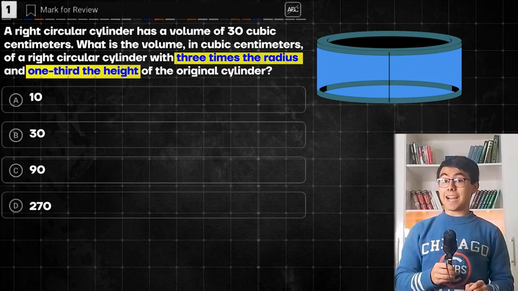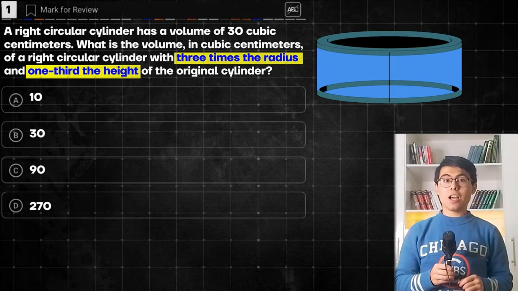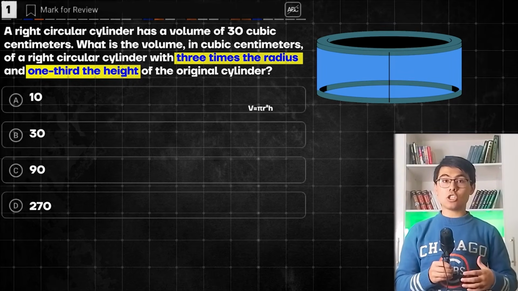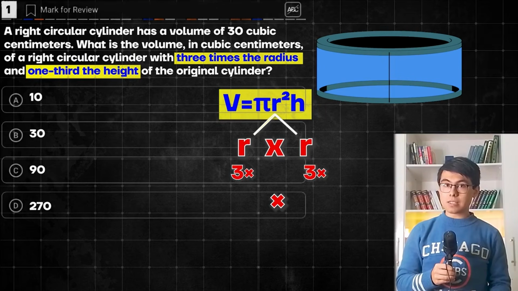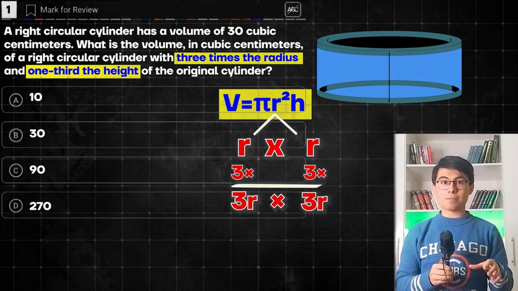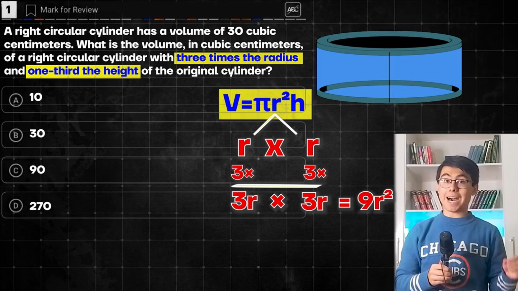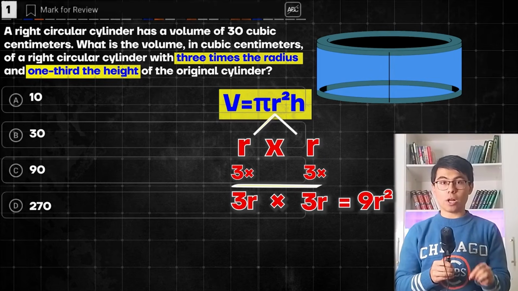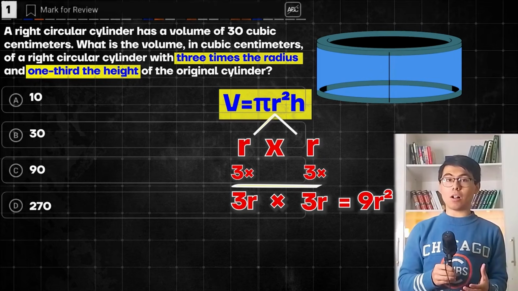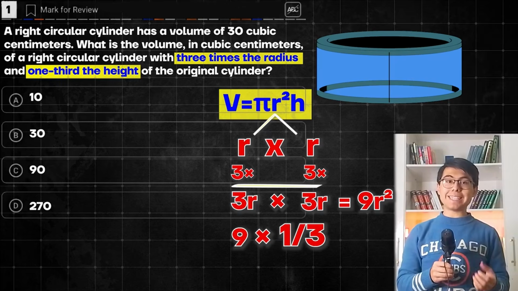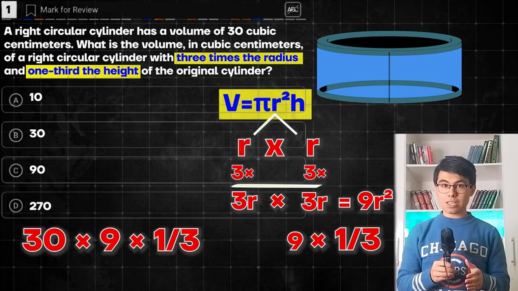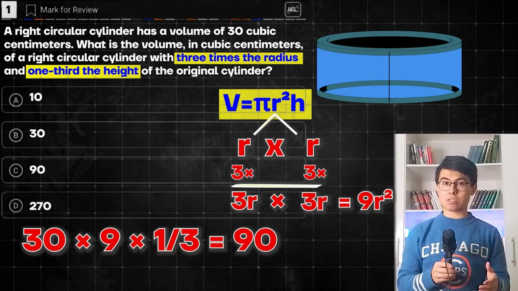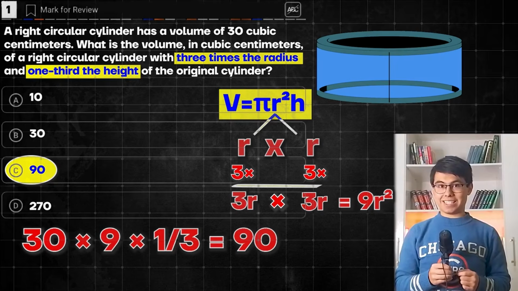Now here's exactly how you solve this question. Volume of a cylinder is just πr²h. If you triple the radius, that r squared becomes 9 times bigger, but the height gets shrunk to 1/3. So the total volume gets multiplied by 9 times a third. So 30 times 3, that's 90 cubic centimeters. So our answer is 90.